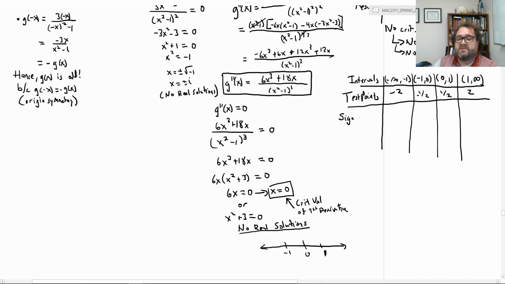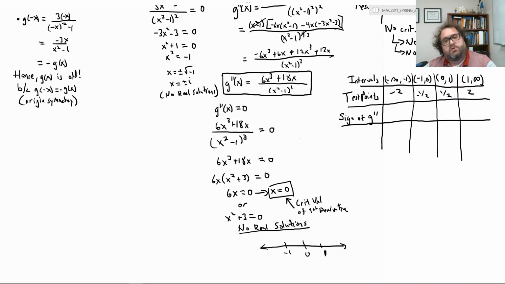Now we are going to look at the sign of g double prime. Okay, so g double prime is right there. We can't really say anything too much about reducing this to something very easy at the onset. Why? Well, because the denominator is a cube, so cubes can be negative or positive. So maybe let's just think about this here. I'll keep track of it in my calculator.